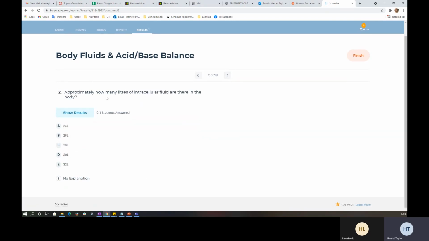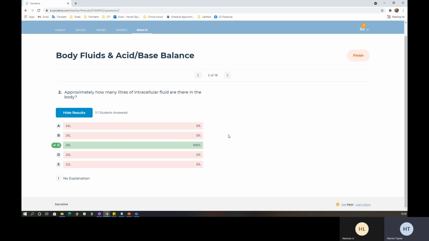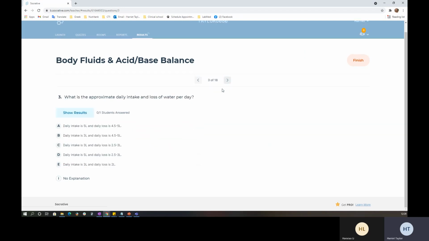Let's have a look at this question. So how many litres of intracellular fluid are there in the body? So have a guess. So it's 28 litres. It's pretty self-explanatory, just going back to that slide that we looked at with the different body compartments. Right, next question.